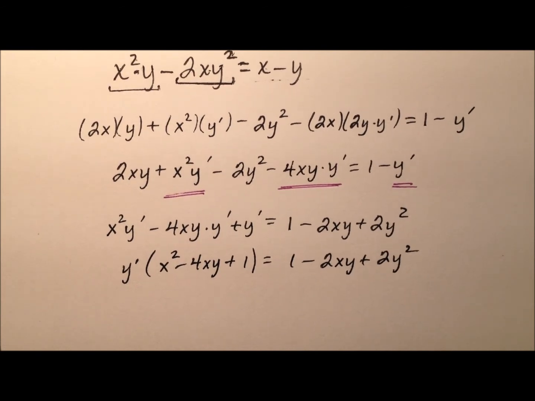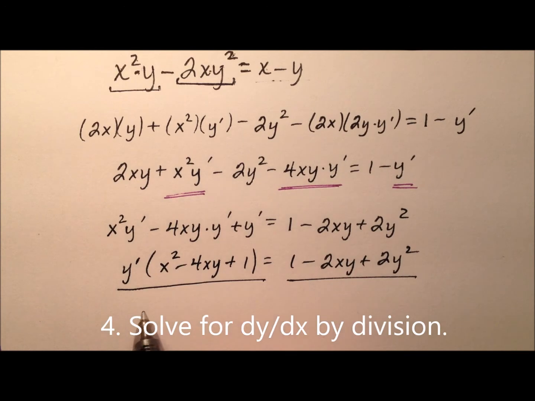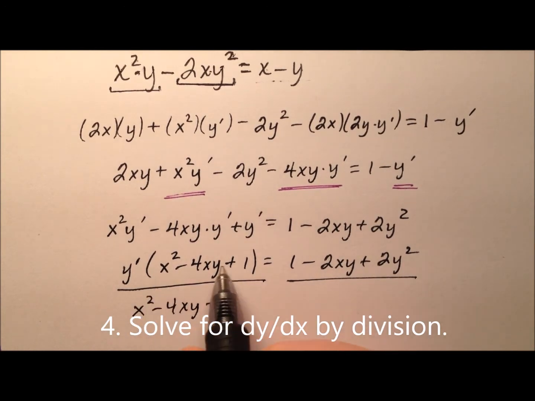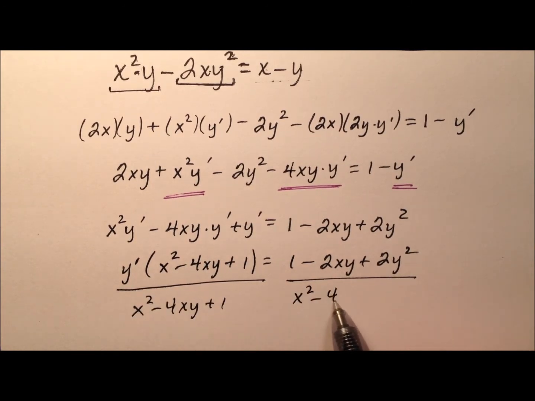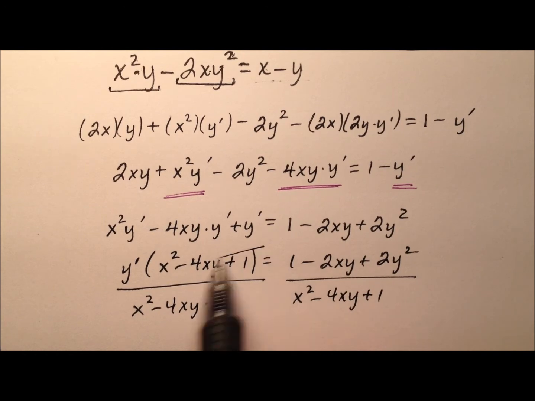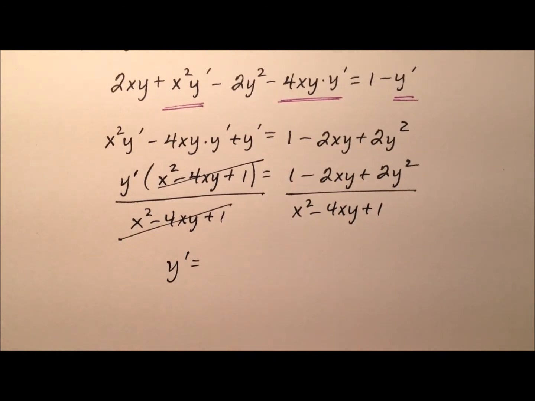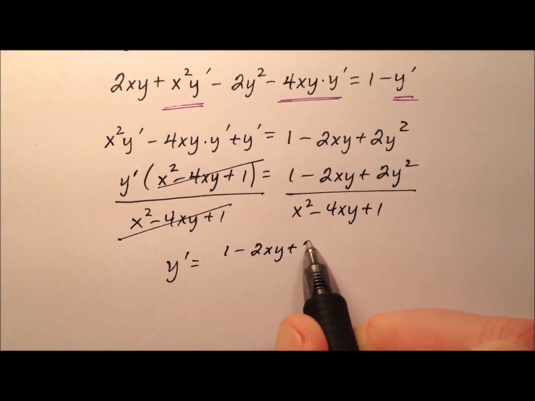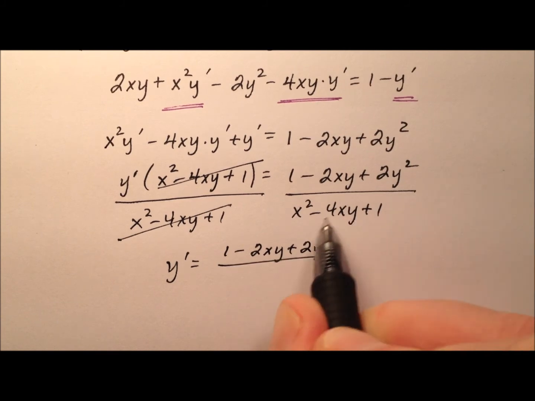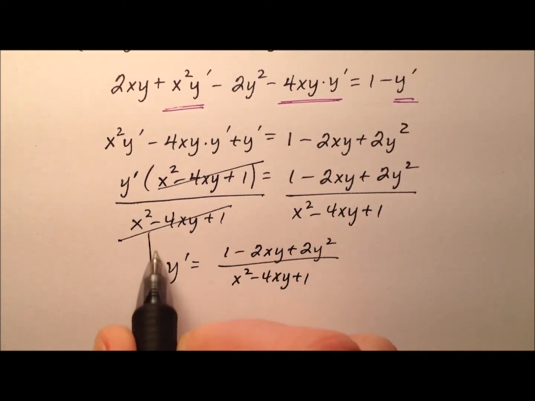So finally then, in order to isolate this y prime, or solve for dy dx, we are going to divide both sides of the equation by those leftovers here after we factored out the y prime. So those cancel. Y prime is all by itself. And what we have here is 1 minus 2xy plus 2y squared all over x squared minus 4y plus 1.